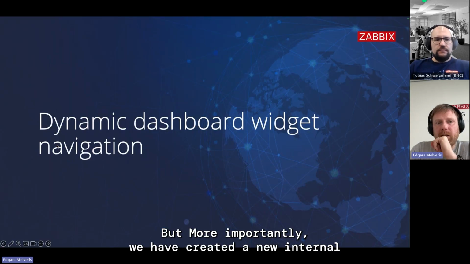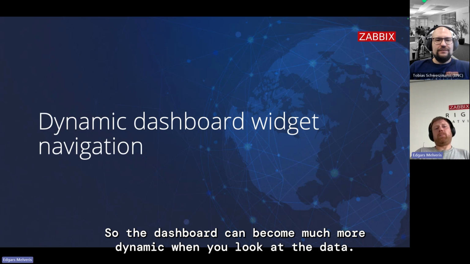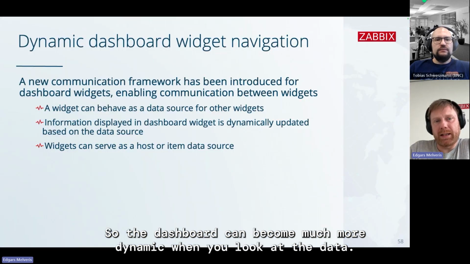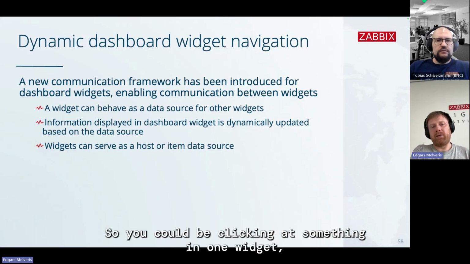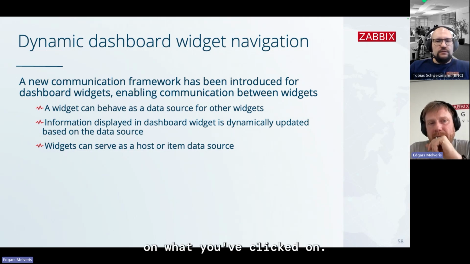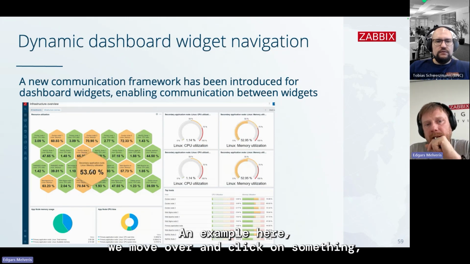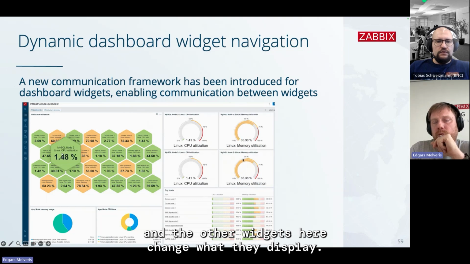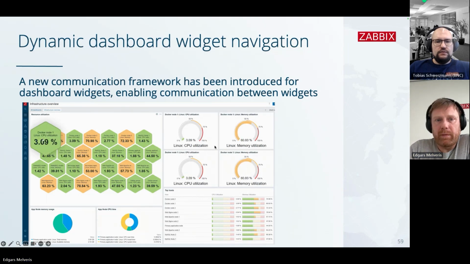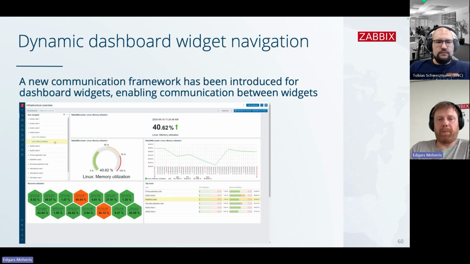But more importantly, we have created a new internal communication between these widgets. So the dashboard can become much more dynamic when you look at the data. You could be clicking at something in one widget, and what data is displayed on other widgets will change based on what you've clicked on. So in an example here, we move over and click on something, and the other widgets here change what they display. Similarly with host selection and individual item selection, all of this could be used.